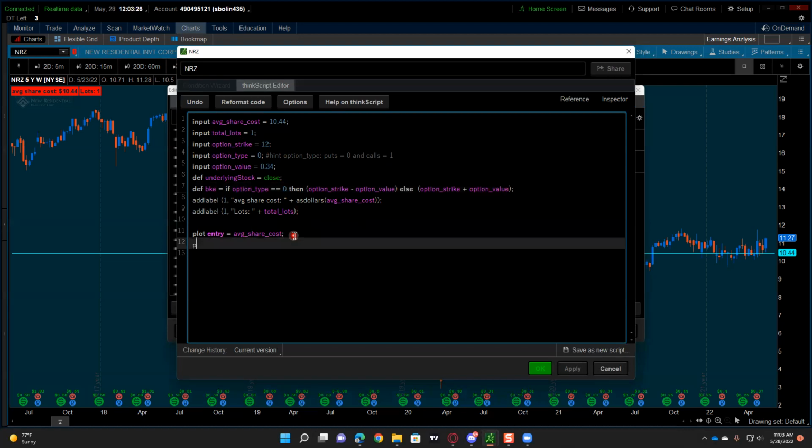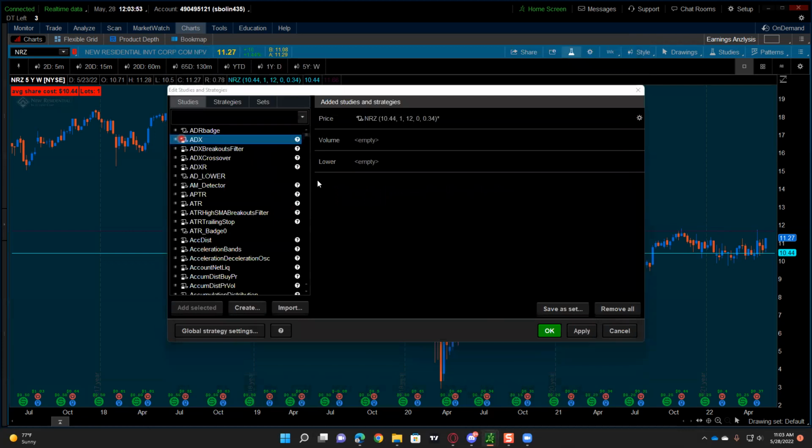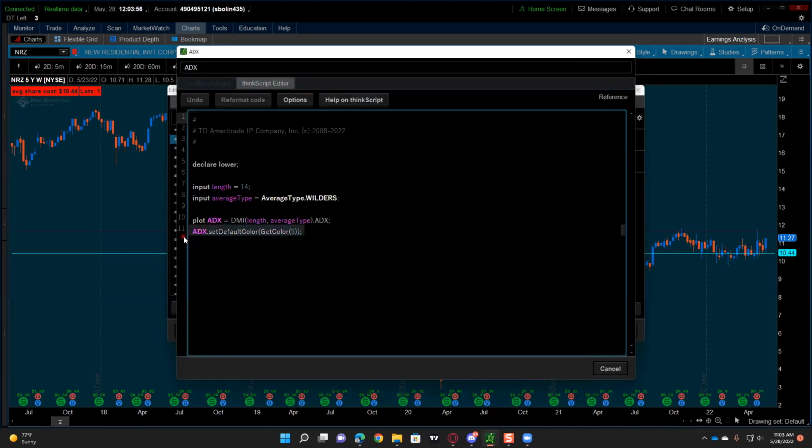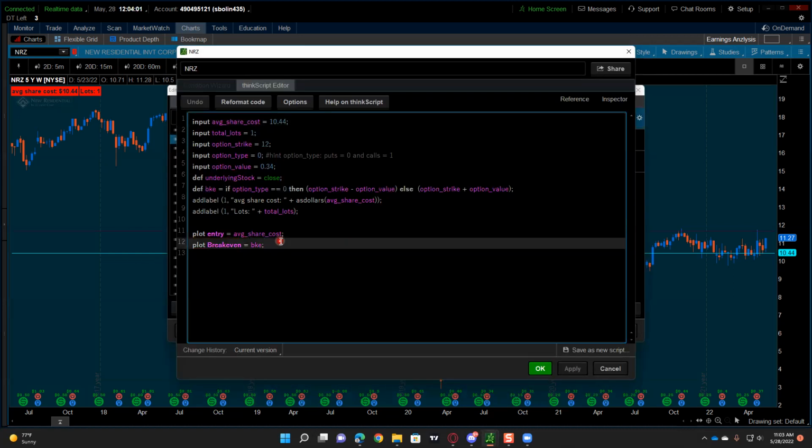That way, when we go to plot, we should be able to plot BKE, break even. And it did put a line on there, but it's very hard to see. So let's change the line type. To get the color for line type, we're just going to open a random indicator and take that code, bring it back over and put it in here.